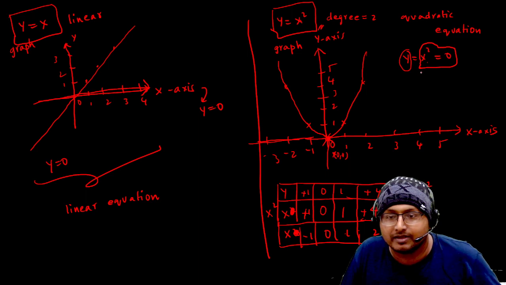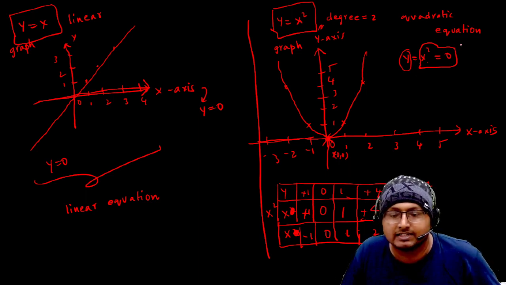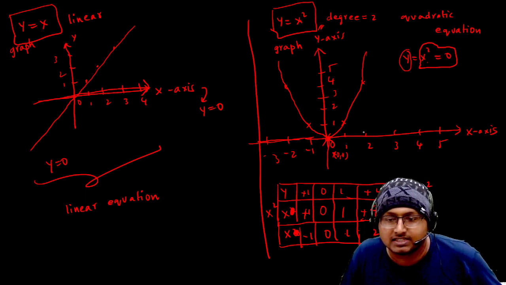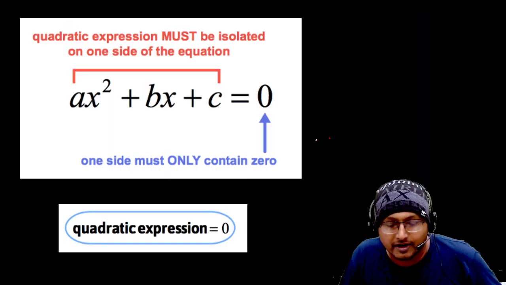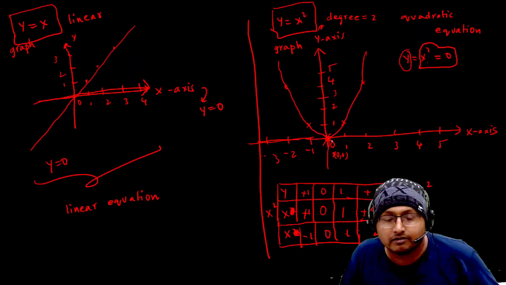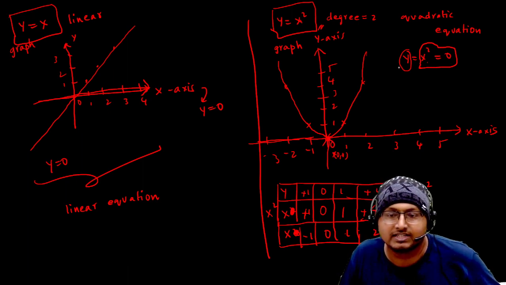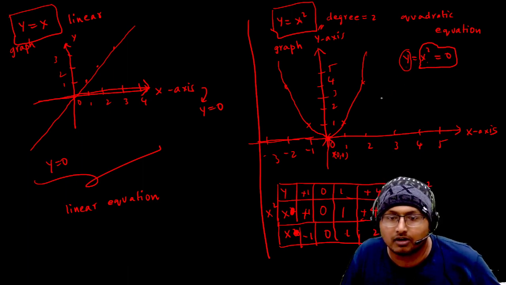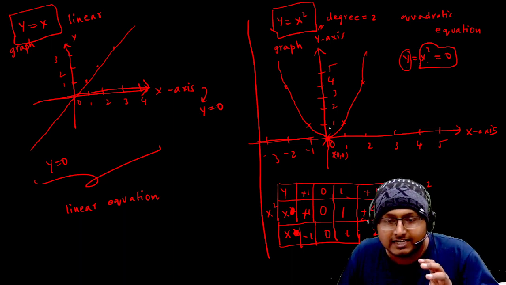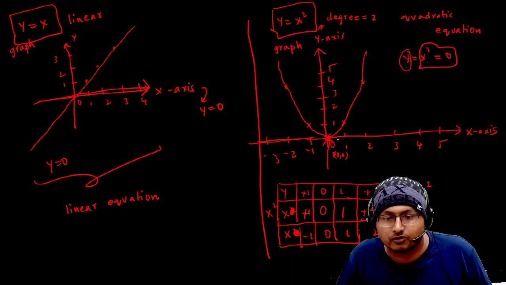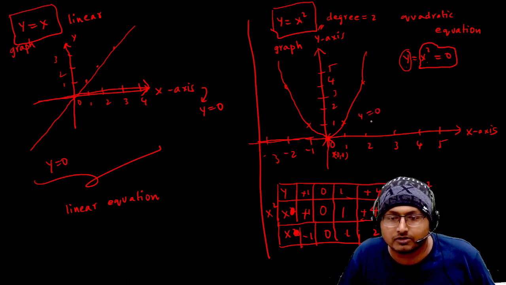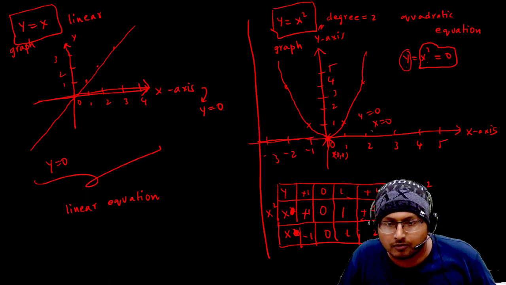So what will be the solution of this quadratic equation? The solution means where the curve is touching the x-axis, and it is touching at 0 comma 0. So this point will become the answer of this quadratic equation. We find the intersection point of the curve with the x-axis, and it gives us the solution. Y equal to 0 and x equal to 0 is the solution, because at this point the curve is touching the x-axis.